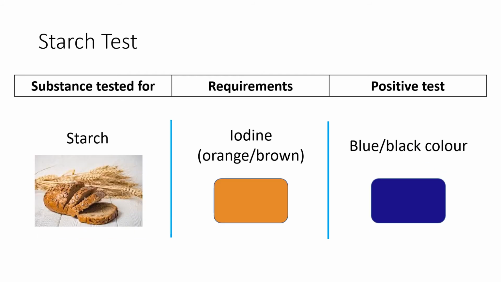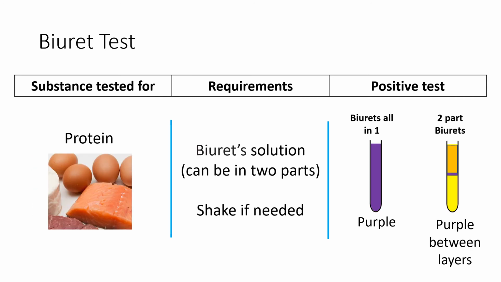The starch test is where we take a substance called iodine. And iodine is an orange-brown color. And if it is tested and we have starch present, then it'll turn to a very dark blue or black color. For a protein test, we do what is called a Biuret's test. Now we can use a Biuret solution.